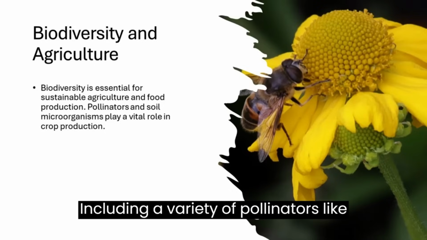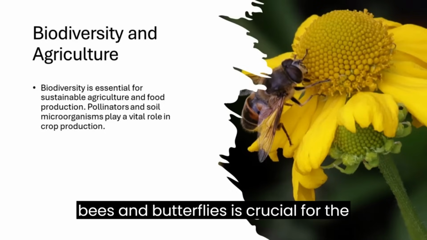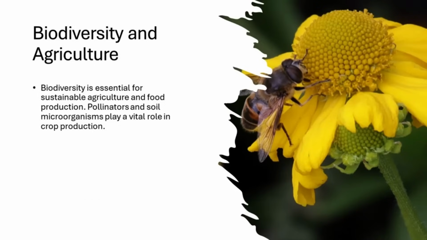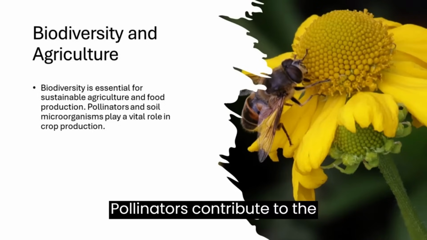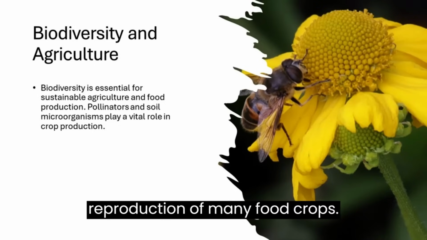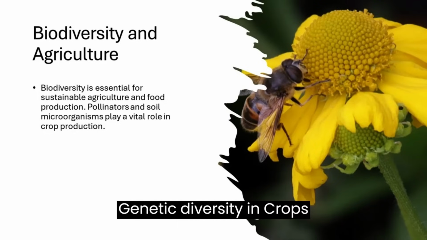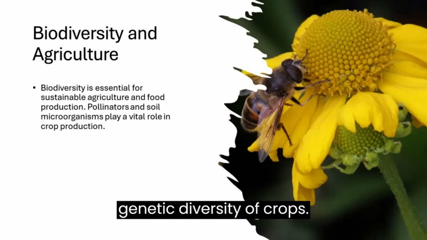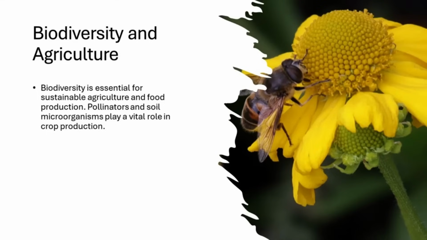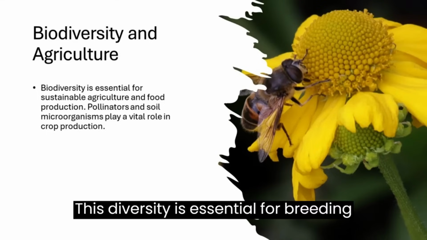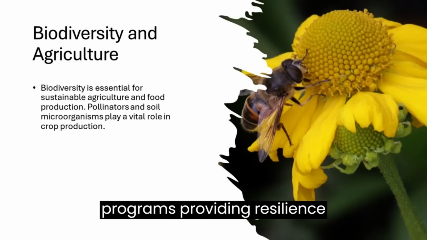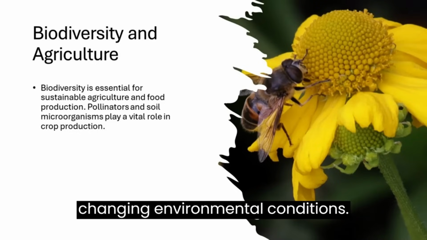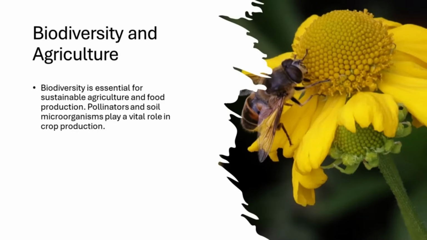Biodiversity, including a variety of pollinators like bees and butterflies, is crucial for the production of fruits and vegetables. Pollinators contribute to the reproduction of many food crops. Genetic diversity in crops. Diverse ecosystems contribute to the genetic diversity of crops. This diversity is essential for breeding programs, providing resilience against diseases, pests, and changing environmental conditions.